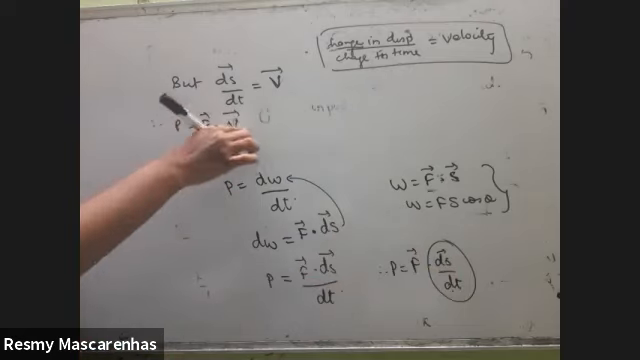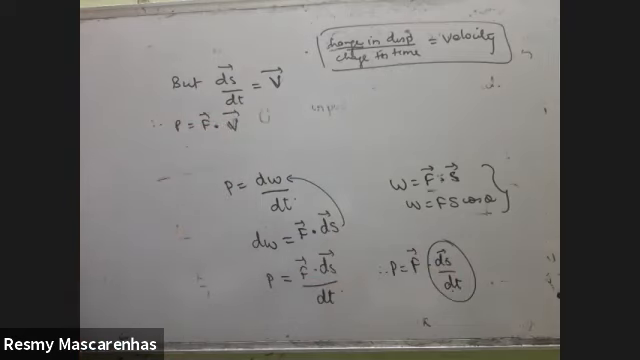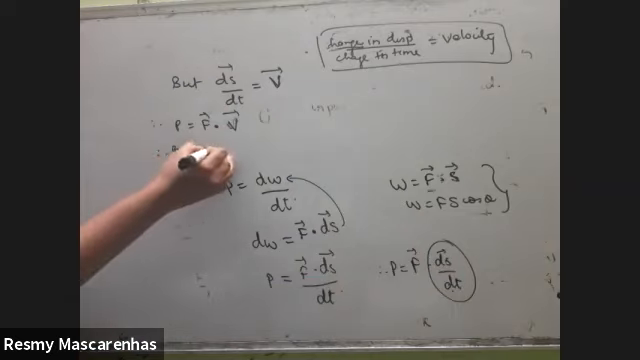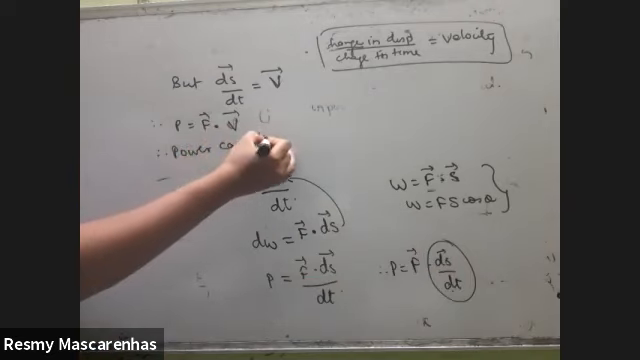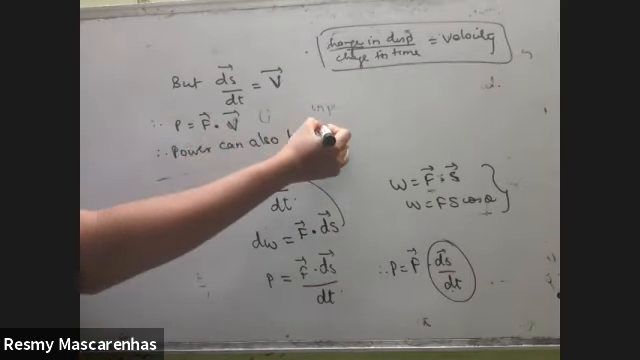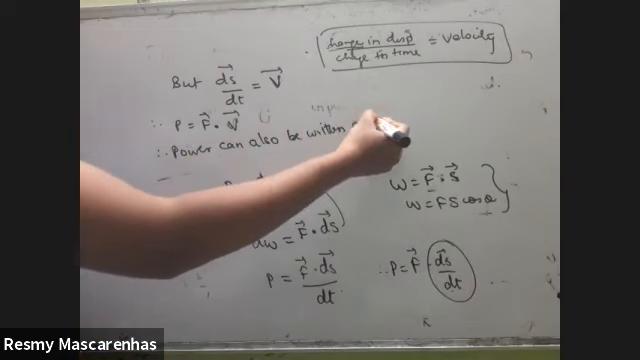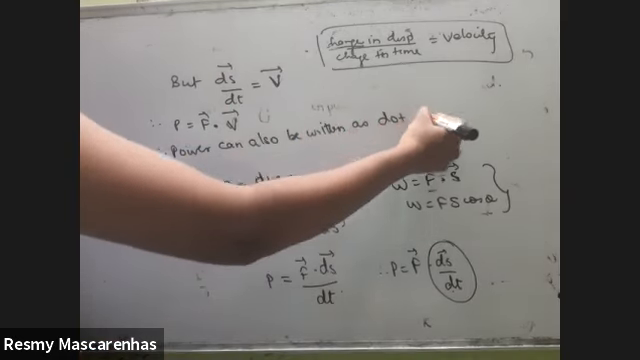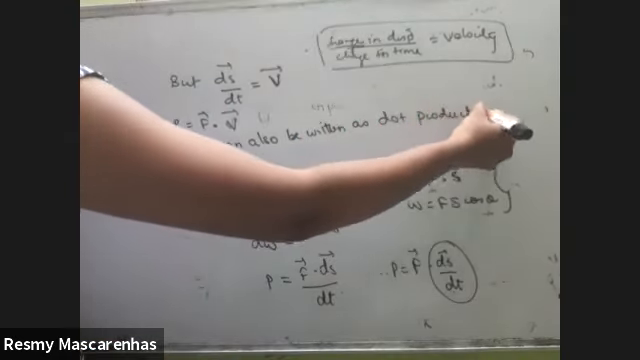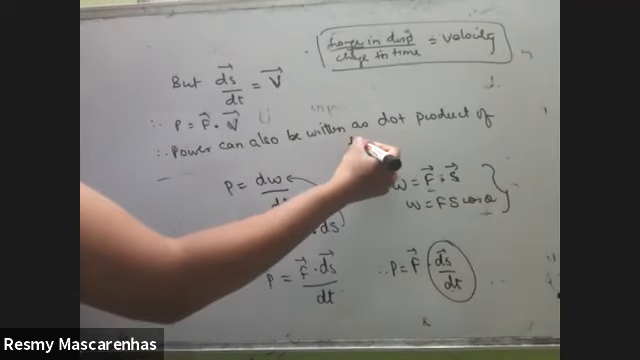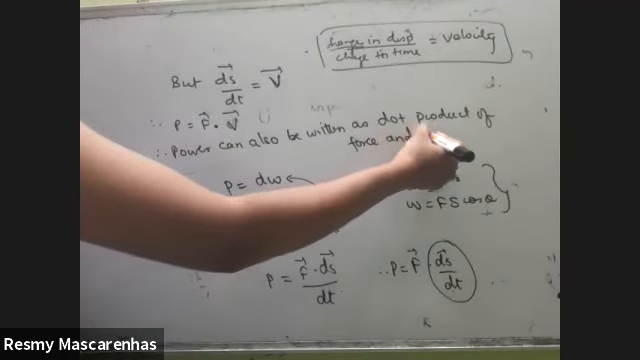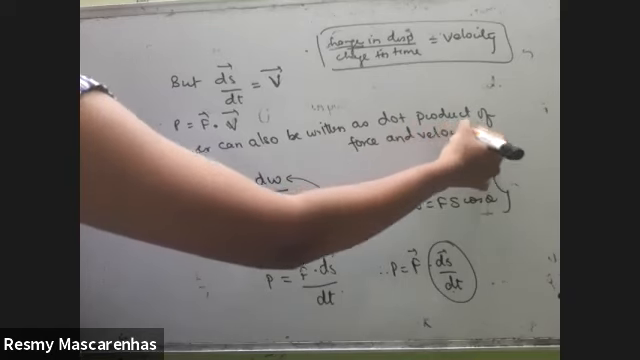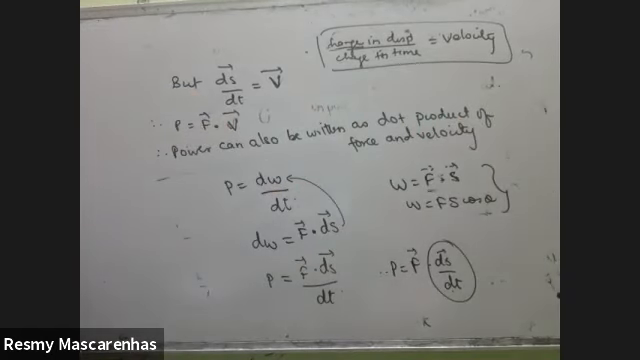So power is also equal to force into velocity. It can also be written as the dot product of force and velocity. This is another formula for power.